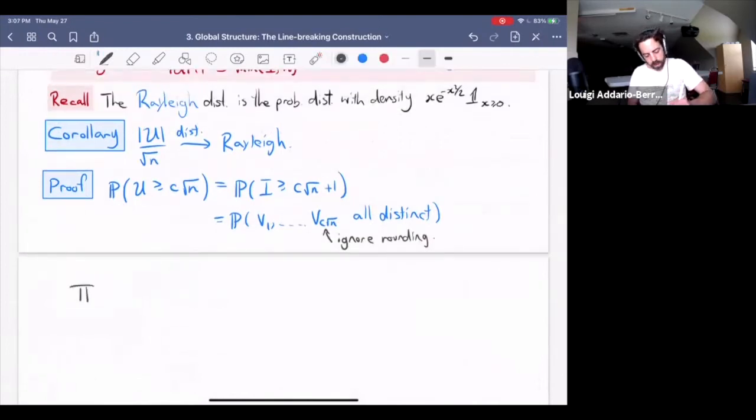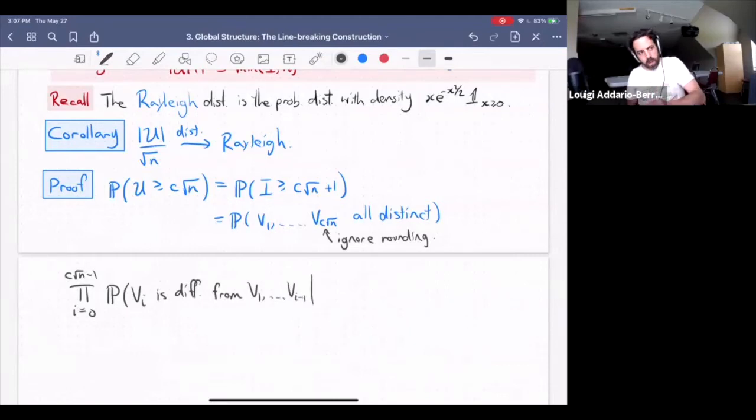Okay, so now I think I confused one or two people by being a bit fast in the next step, which is just to say that we can express this probability by Bayes as a product of conditional probabilities. The ith term is the probability that the ith vertex v_i is different from the previous entries in the sequence, from v_1 up to v_{i-1}, given that we already know v_1 up to v_{i-1} are all distinct.